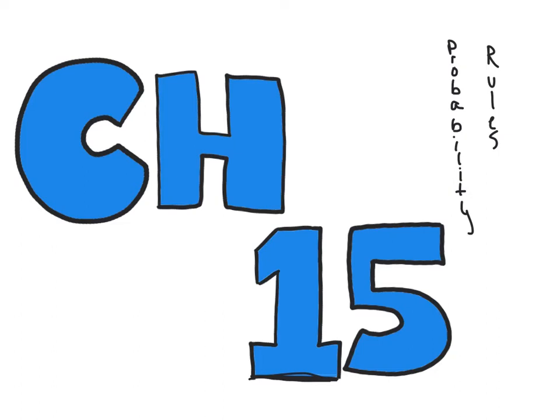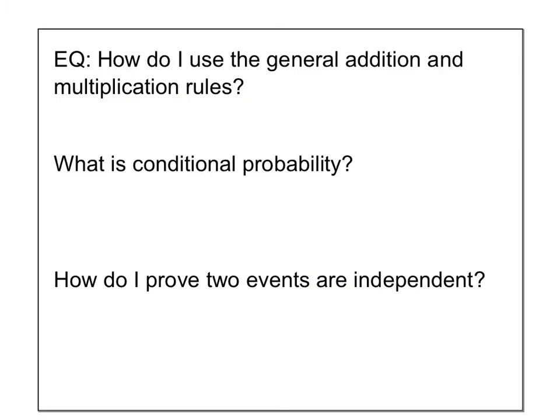We're going to look through the first part of Chapter 15's Probability Rules. So in the first part of Chapter 15, here are 3 goals. We want to be able to answer, how do I use the general addition and multiplication rules? What is conditional probability? And then how do I prove 2 events are independent?